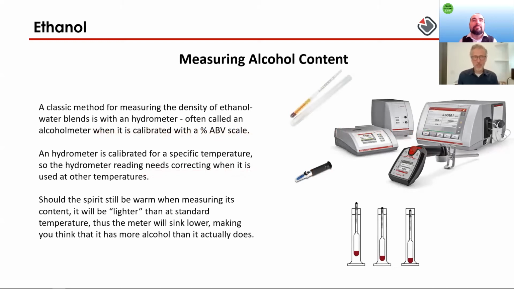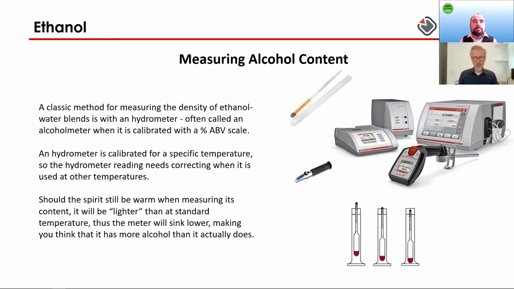The classic method is probably using the hydrometer, also called an alcohol meter. That's only the case if there is calibration for alcohol, for ABV. Now, mind you, this calibration will also have a temperature attached to it. So what happens if you heat up the ethanol, the hydrometer will drop lower in the ethanol, and it will appear as if there is more ABV or more alcohol strength in the mixture than you would expect. So in that case, you have to make a correction.